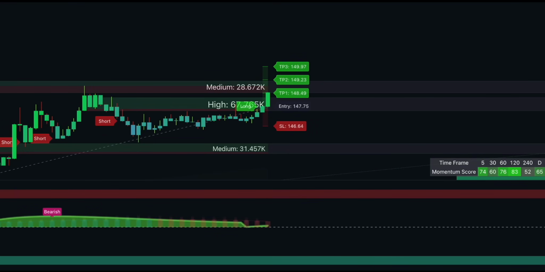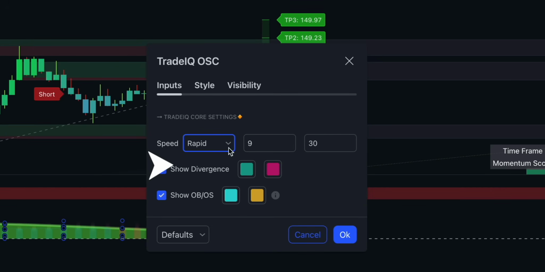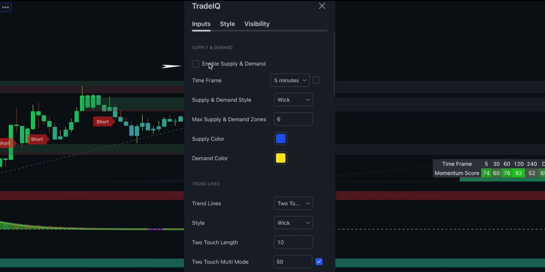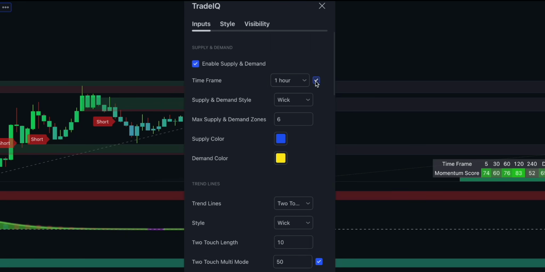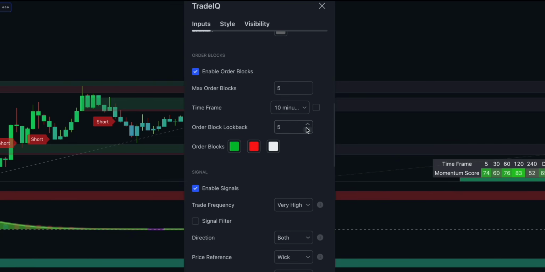It works especially well in short time frames. Before I explain the rules, we must perform the following customizations. Access the TradingView oscillator settings and change the oscillator speed to rapid. Open the TradingView toolkit settings and enable the 1-hour supply and demand zones. Hide the order blocks. The rest of the settings should remain default.